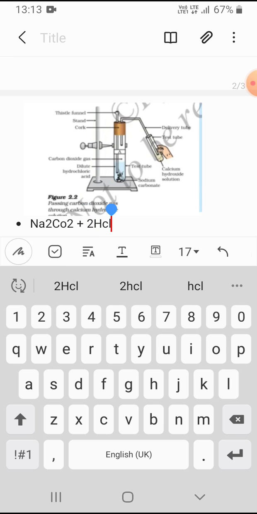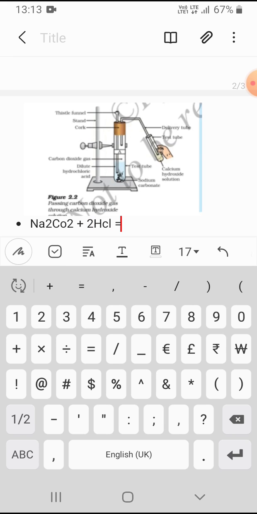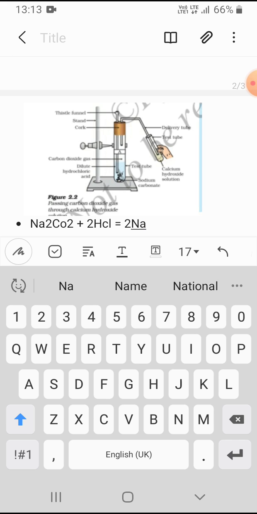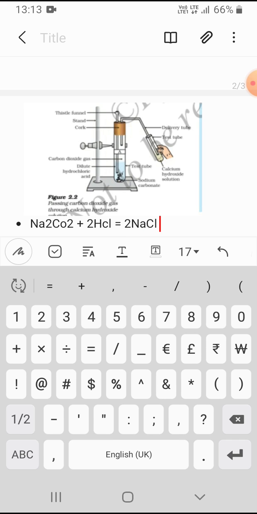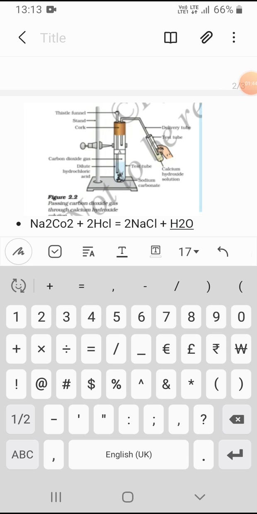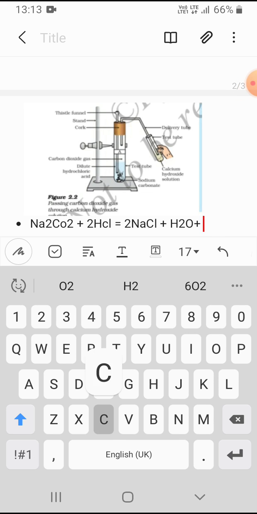2HCl it contains. So it gives 2NaCl plus H2O plus CO2.